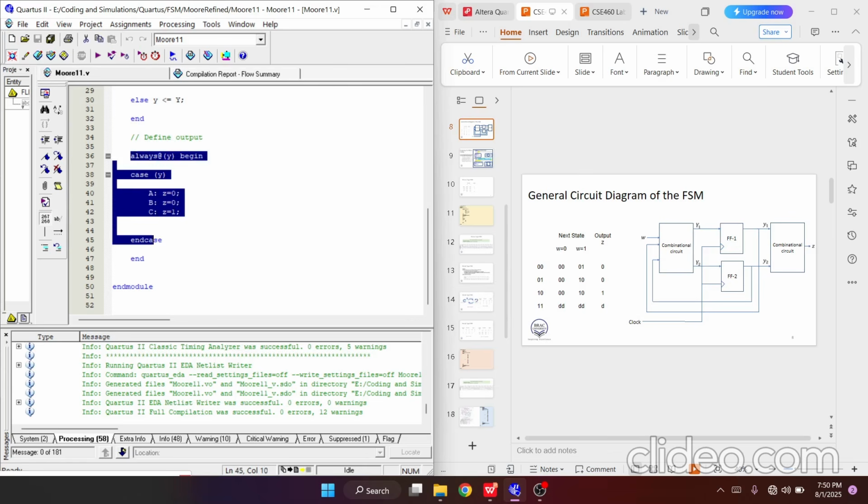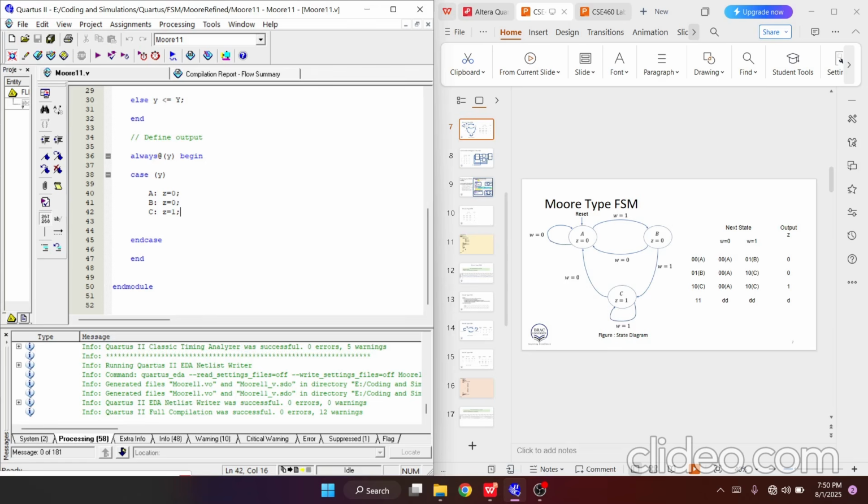Now in this third procedural part, this is also combinational logic. It's very simple. As we have seen in Moore type, the output z only depends on the present state. So when the present state is a, z equals 0, when b, z equals 0, and when it is c, z equals 1, as stated here as well. Okay, so this is quite easy.